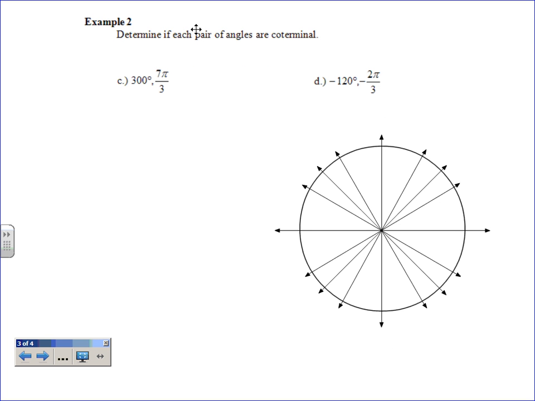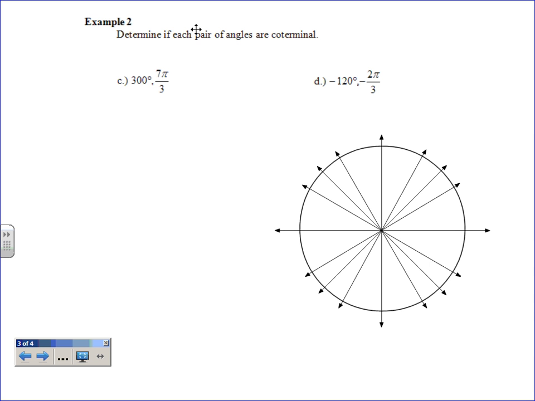All right, what'd you come up with for 300 degrees and 7 pi over 3? You notice I gave you a mix of degrees and radians, and that's fine. They're still angles. Do they end in the same place? No, because let's face it, 300's in which quadrant? 4, and 7 pi over 3 is not even in the same quadrant. It's in quadrant 1, so those have no shot.